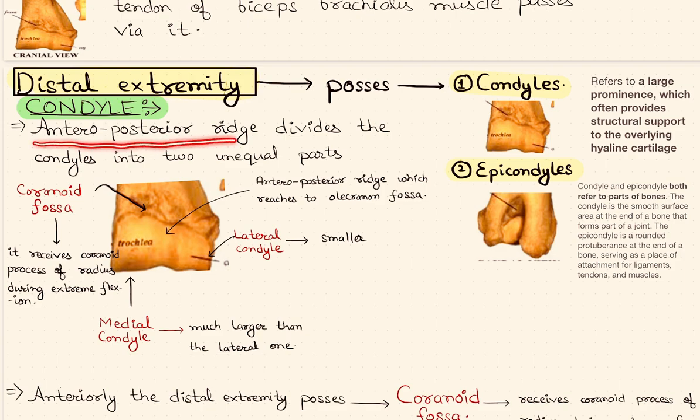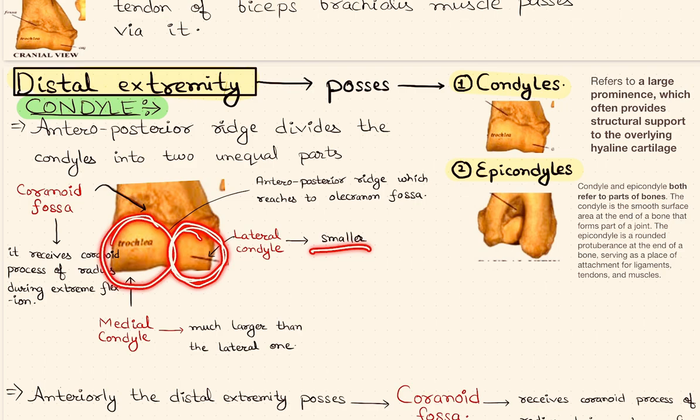So in the distal extremity you would be having these condyles and epicondyles. The condyle would be present on the anterior surface and there is a coronoid fossa. The condyle on the lateral surface is smaller and the condyle on the medial surface is larger. How do we divide this lateral and medial condyle? By an anterior-posterior ridge which divides the two condyles into two parts. Now it receives the coronoid process of the radius during extreme flexion.